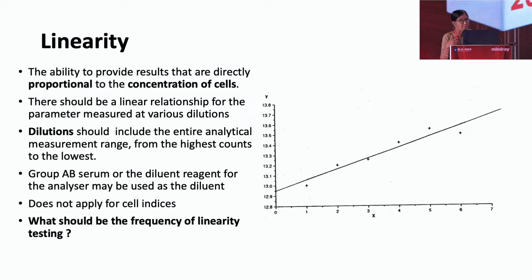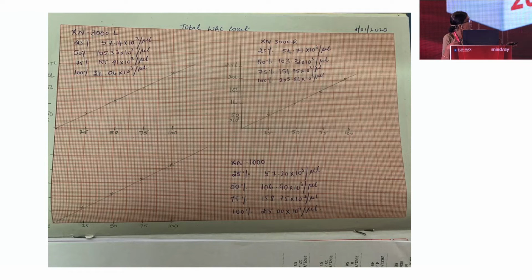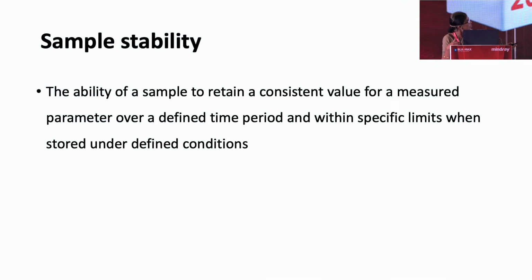Linearity is another aspect that we have to perform. Ability to provide results that are directly proportional to the concentration of cells is what determines the linearity. So the question quite often that comes up is, what should be the frequency of linearity testing? So this is an example of linearity testing for various parameters.